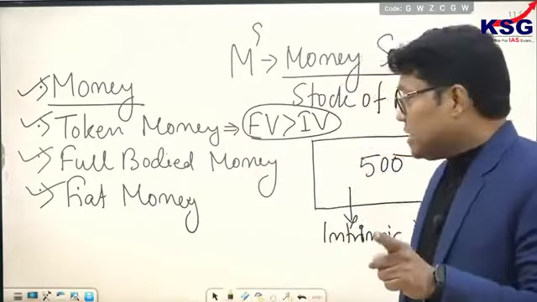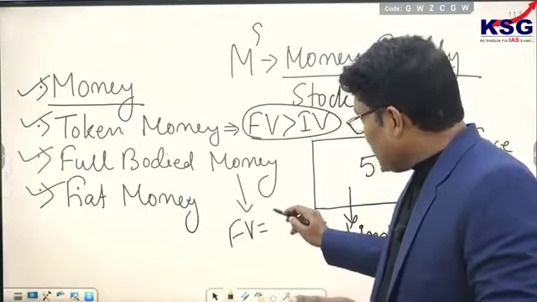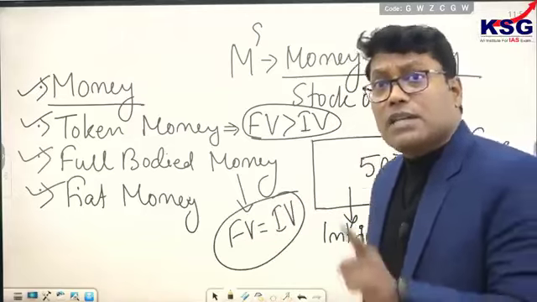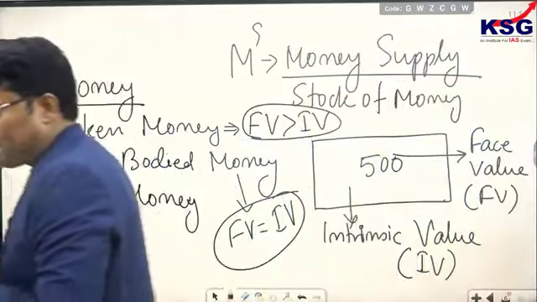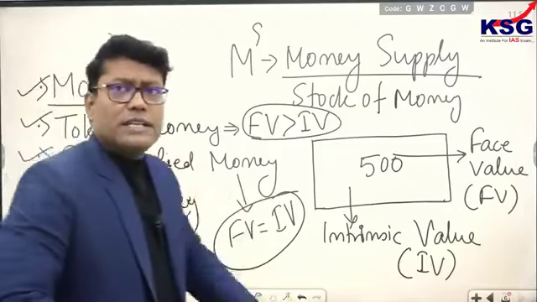When the face value is the same as intrinsic value, this money is known as full bodied money. Clear? So token money is what? When your face value is more than intrinsic value, and full bodied money means when face value is the same as intrinsic value. And what is a good example?